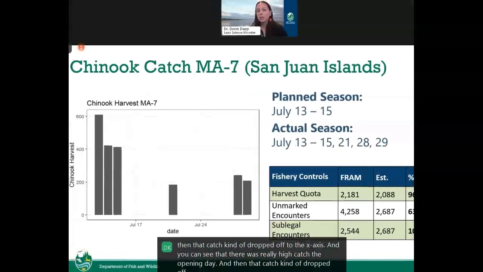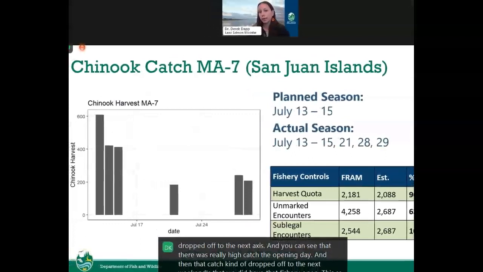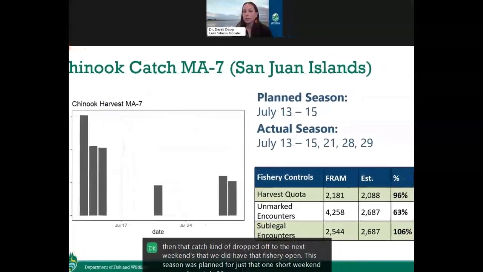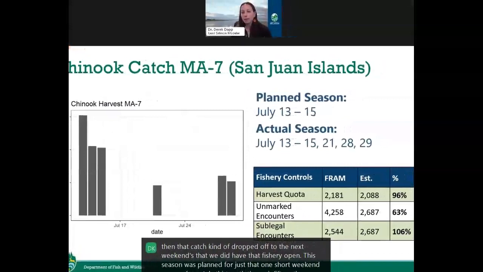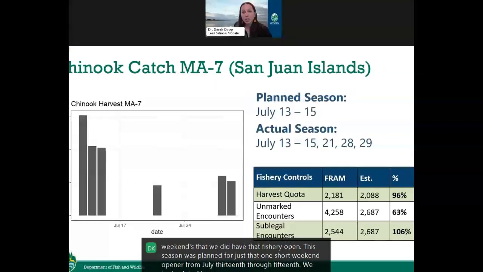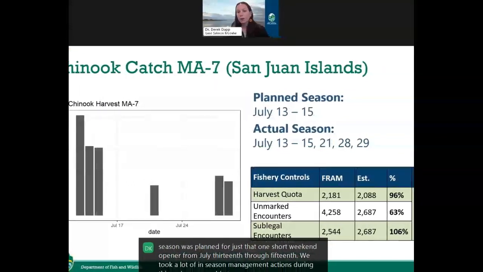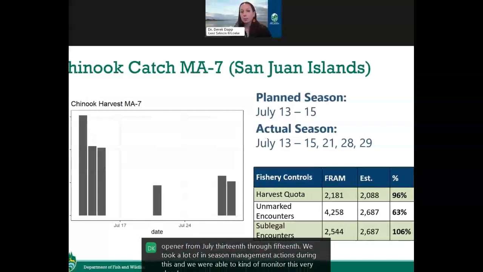This season was planned for just that one short weekend opener from July 13th through 15th. We took a lot of in-season management actions during this, and we were able to monitor this very closely and open it for a couple more days in the following 2 weekends. So it was open on the 21st and then again the 28th and 29th. At that point, we had pretty much reached our harvest quota and our sublegal encounters limit.